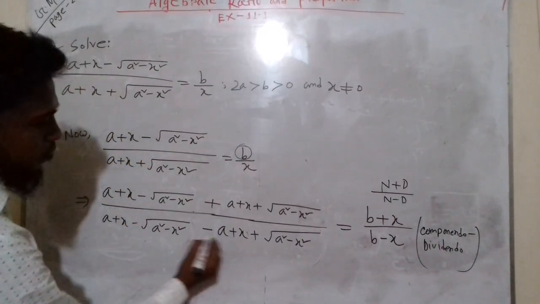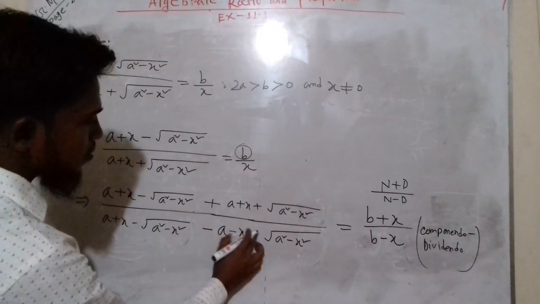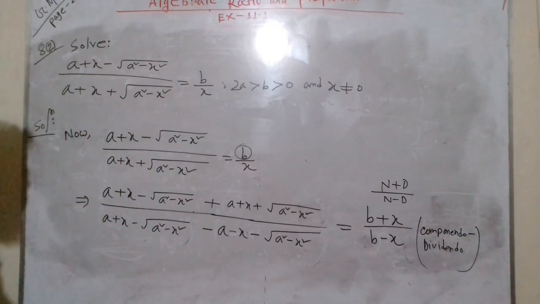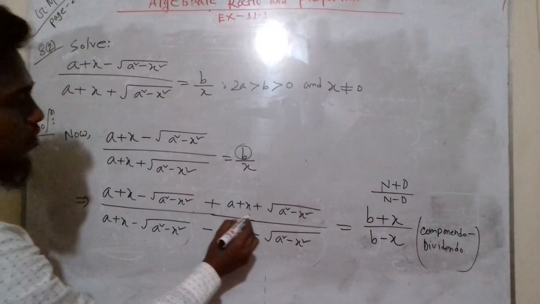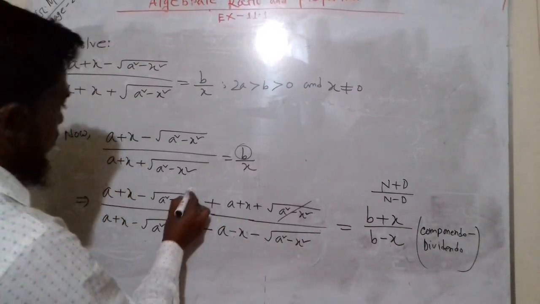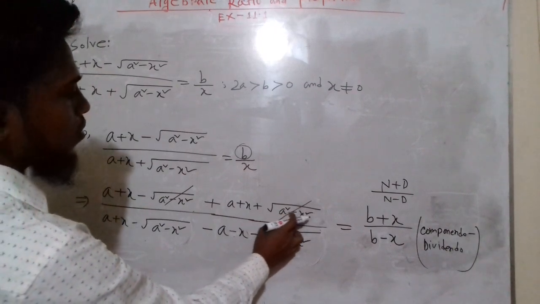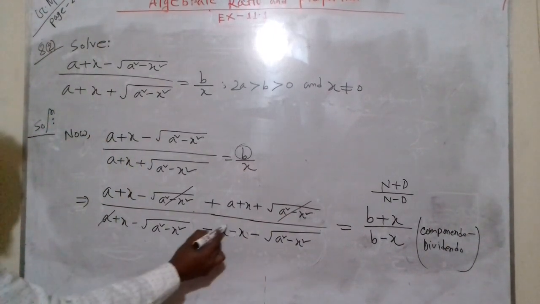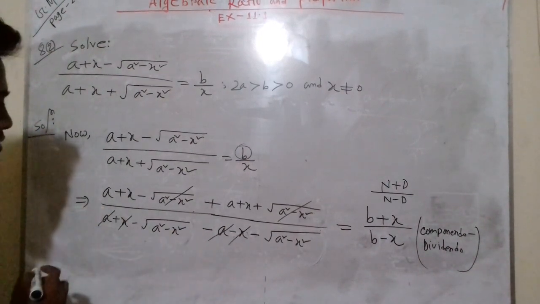Just minus, multiply by minus, minus, minus. So simplify this line. Now we cancel the same terms with opposite signs: minus root over a square minus x square and plus root over a square minus x square, and plus a minus a, plus x minus x.